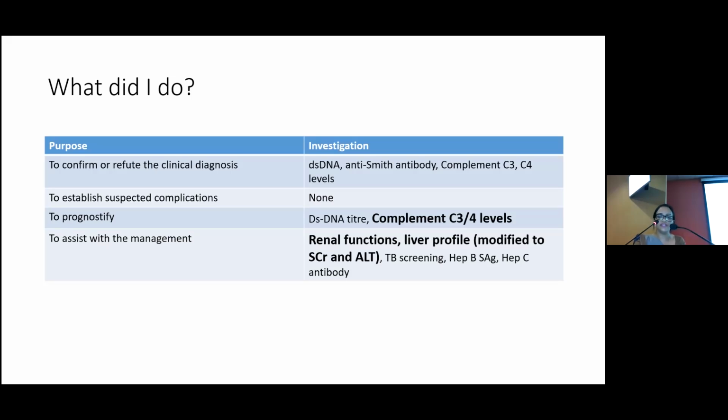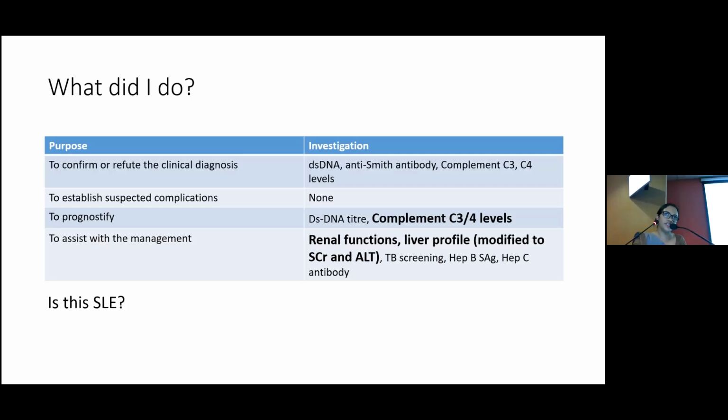So this is what I did. So my question is, is this SLE? In the earlier talk, even Dr. Manavdev was taking us through the difference between classification and diagnostic criteria. Remember, in rheumatology, most of the conditions do not have diagnostic criteria, but you have classification criteria. That's a completely two different kettle of fish.